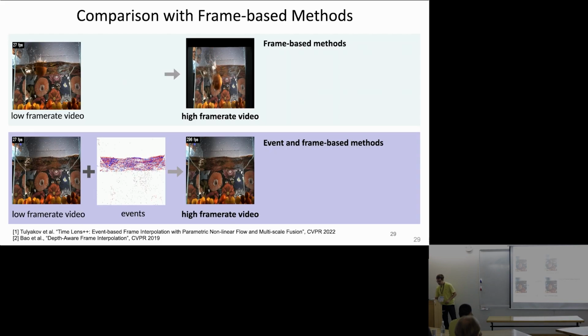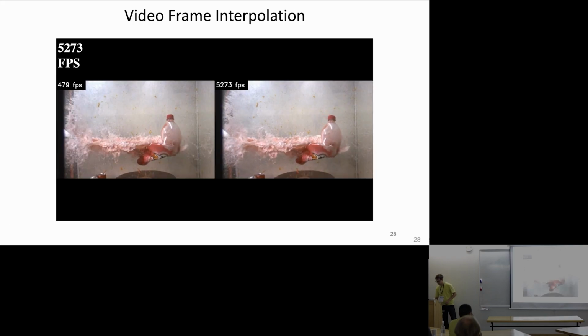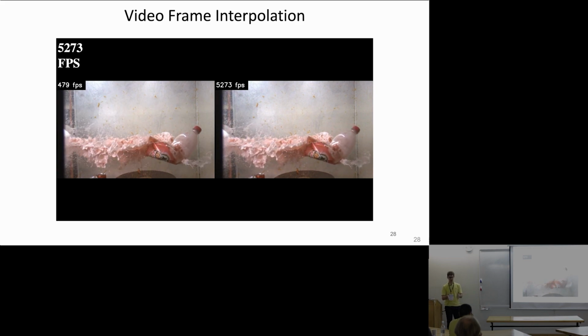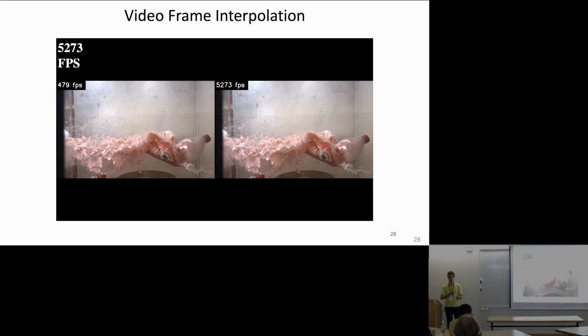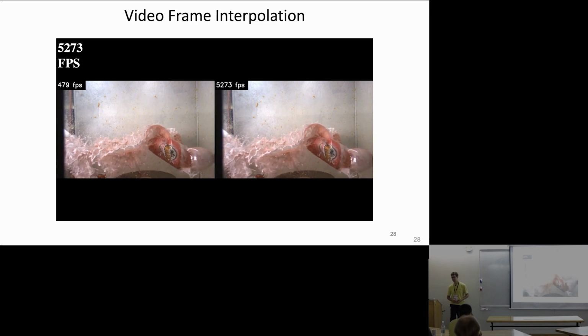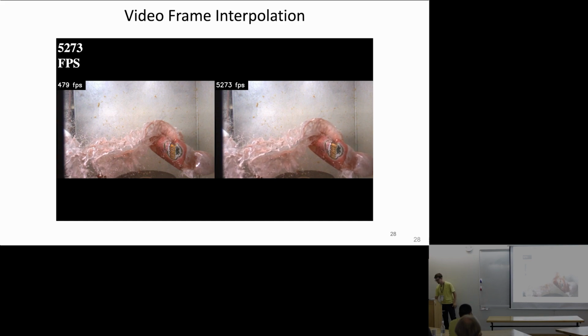Is it correct? Yeah. How can you verify? You can have an extremely high-speed camera, very expensive, and compare. This one is a qualitative video, but usually what you do is you have a high-speed video and then you remove images, and then you regenerate them and you see how well you regenerate. That's how you usually evaluate these methods.